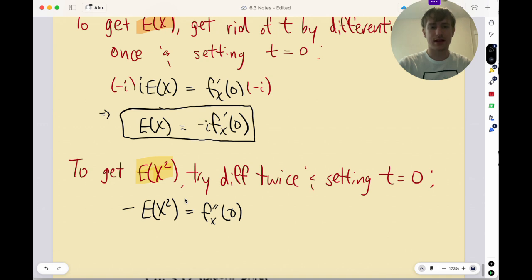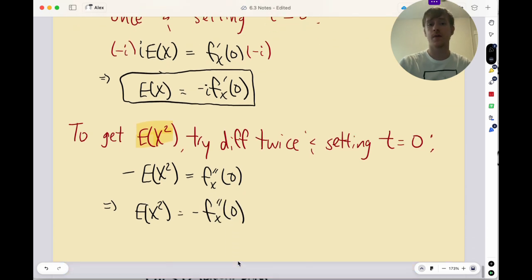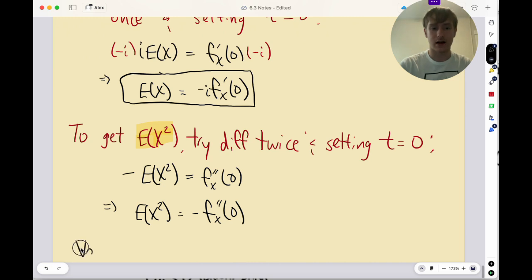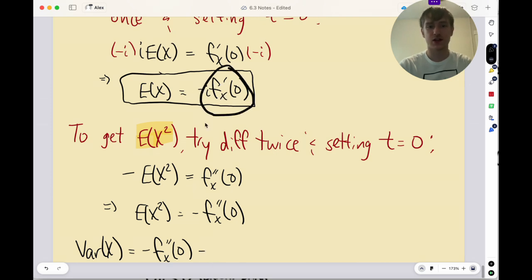So it's pretty obvious that the expected value of x squared is equal to negative the second derivative of the characteristic function evaluated at 0, and thus the variance of x, which remember by definition is this minus the square of this, would have to get us minus the second derivative evaluated at 0 minus this thing squared. Let's just put it in parentheses for now.